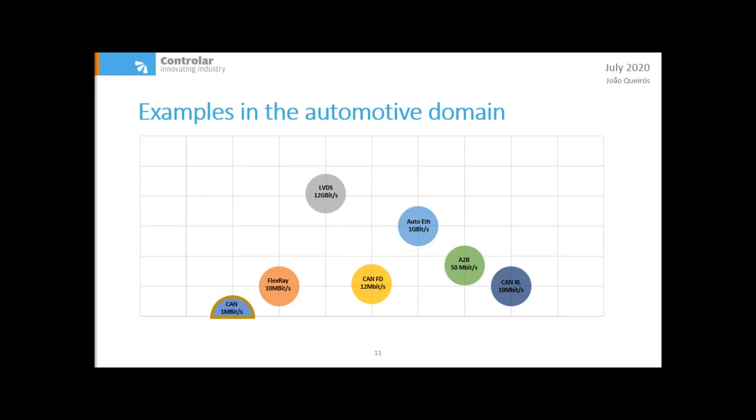Starting with CAN, it's a low speed, up to 1 megabit per second, through bus topology, with multiple devices sharing the same single differential bus. FlexRay is very similar to CAN on the network topology aspects, but it can have two differential pairs and speeds up to 10 megabit per second.